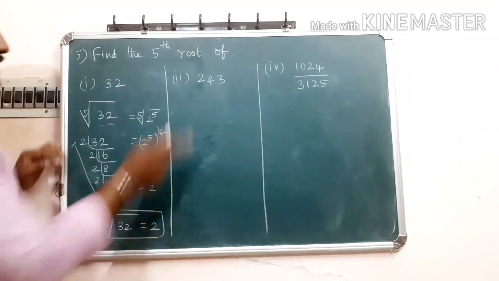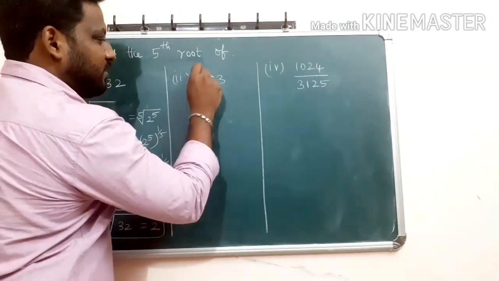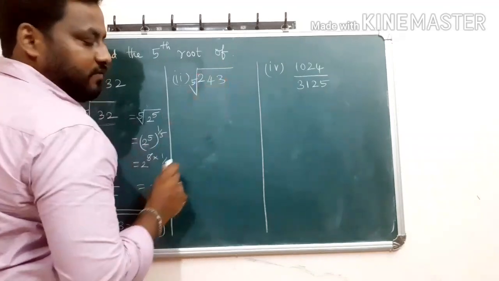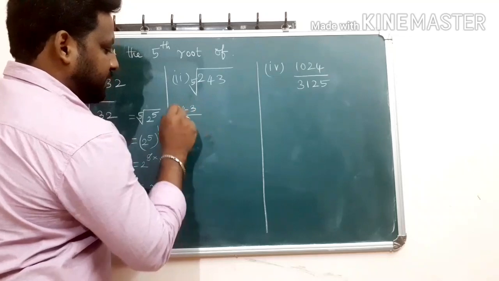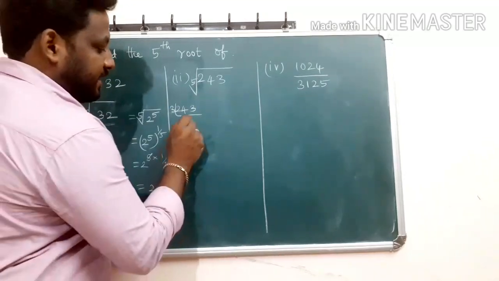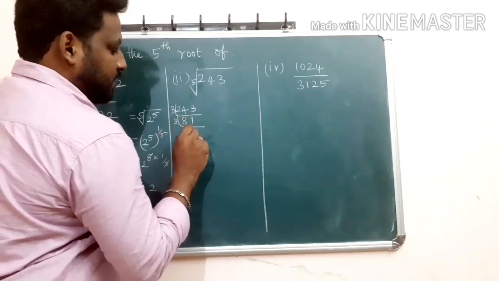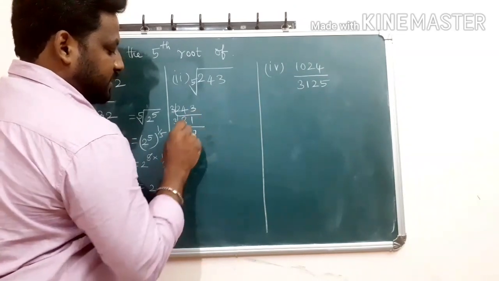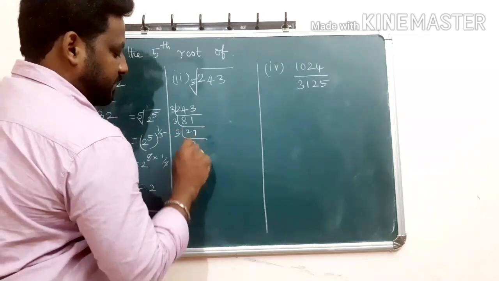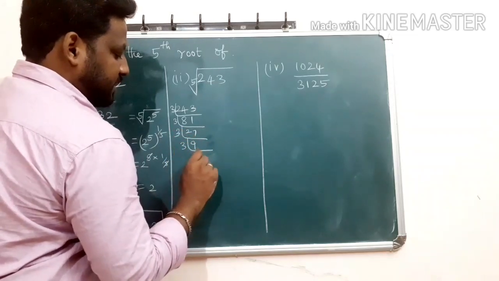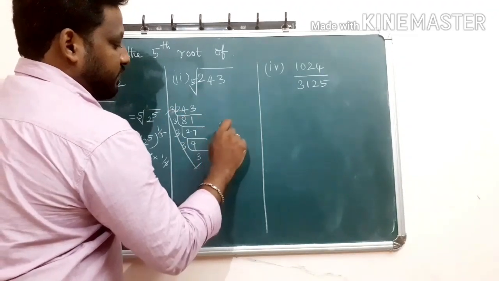Clear? And the next one, 243. So this is also the fifth root of 243. So 243, same, you can divide by 3. 3 8s are 24, 3 1s are 3, again 3, 2 3s are 6, 27 3s are 81, 3, 9, 3 9s are 27, 3 3s are 9. So how many 3s are there? 5 3s.